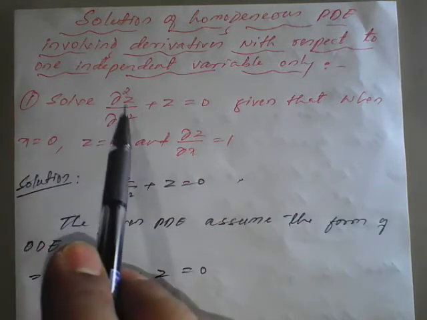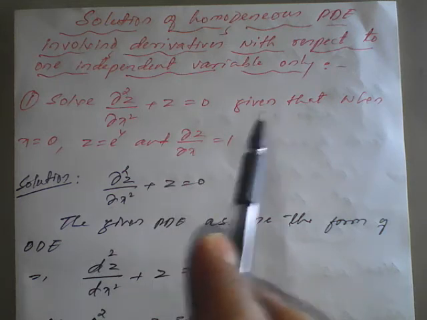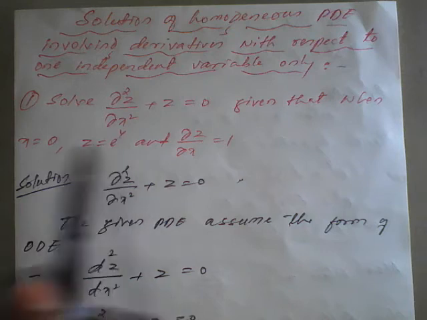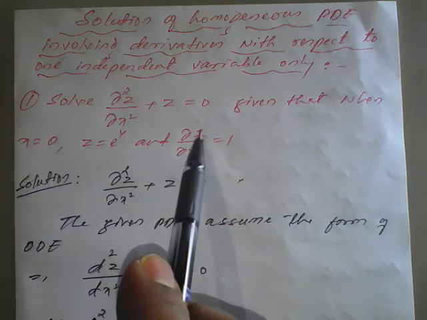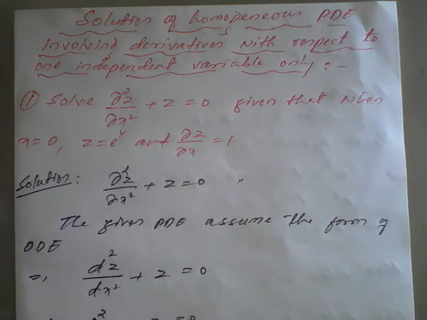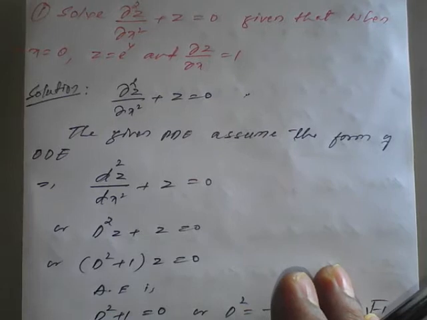Solve ∂²z/∂x² + z = 0, given that when x is equal to 0, z is e raised to y, and when x is equal to 0, ∂z/∂x is equal to 1. These are the conditions we need to apply. It is the same as how we did the previous classes' examples.